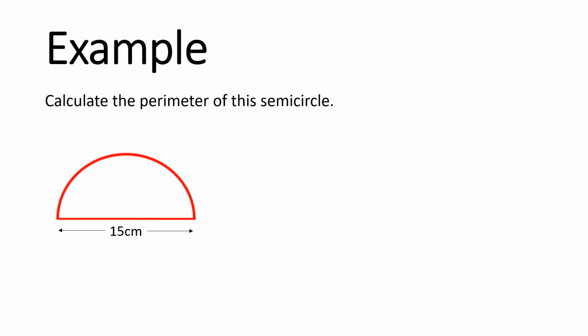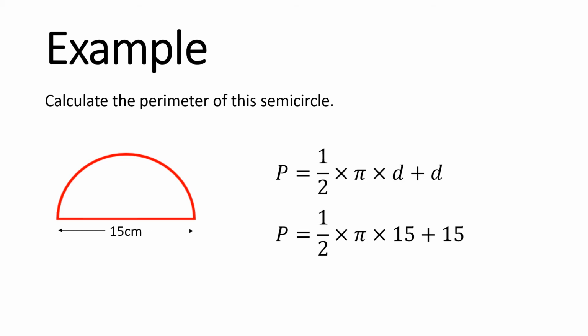So let's have a look at an example. Calculate the perimeter of this semicircle. If we have a look at the diagram, we can see that this semicircle has a diameter of 15 centimetres. So if we have a look at our formula, perimeter equals half times pi times d plus d. Now we know that the diameter is 15 centimetres, so we can substitute in for d with 15. And we will have perimeter equals half times pi times 15 plus 15. If you enter that into your calculator, you will get perimeter equals 38.56 centimetres.